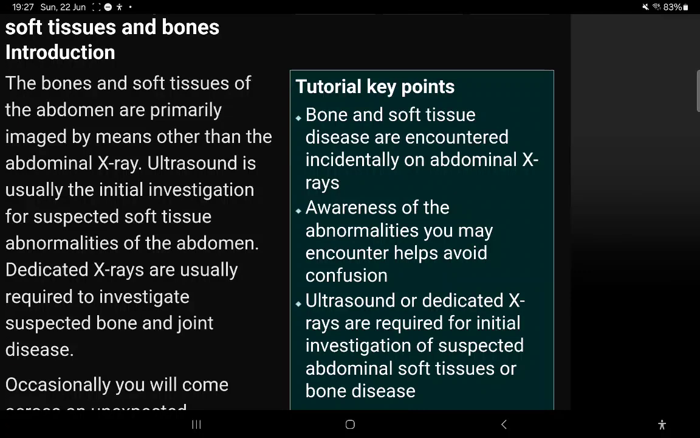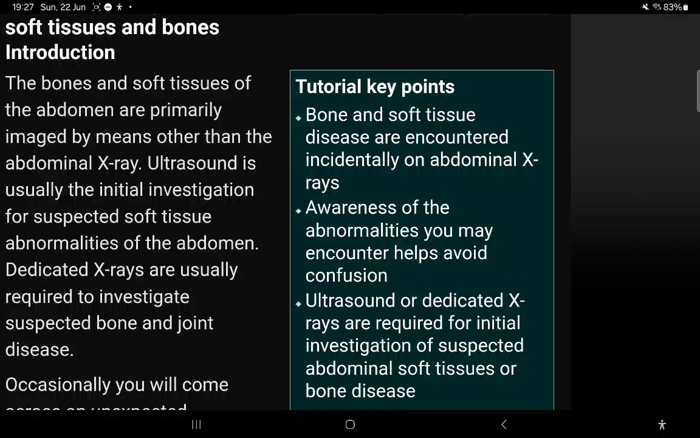The key points: bone and soft tissues. Bone and soft tissue disease are encountered incidentally on abdominal X-ray. Awareness of the abnormalities you may encounter helps avoid confusion. Ultrasound or dedicated X-rays are required for initial investigation of suspected abdominal soft tissue or bone disease.